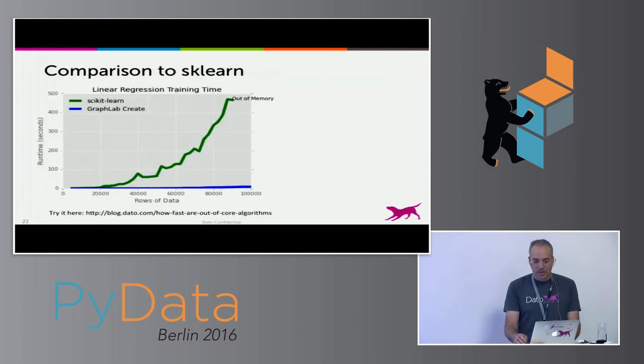So here is one comparison slide to scikit-learn. This is a linear regression task, and the benchmark is fully available on the web. Anyone can try it out. Here, the runtime should be as low as possible. The blue line is almost flat, and it's about 50 times faster than scikit-learn. But scikit-learn dies at some point because it runs out of memory, and we continue running from disk. So this curve continues a long way, and you can scale to much larger data sets.